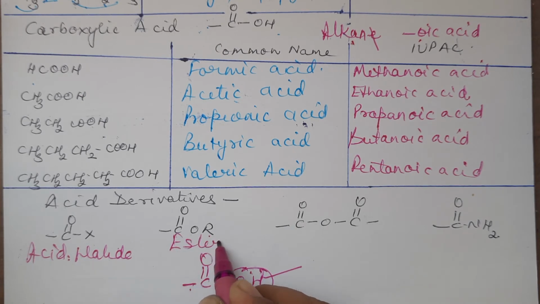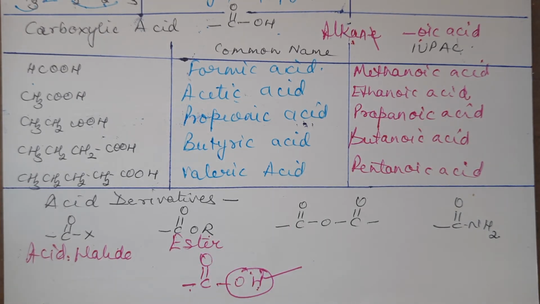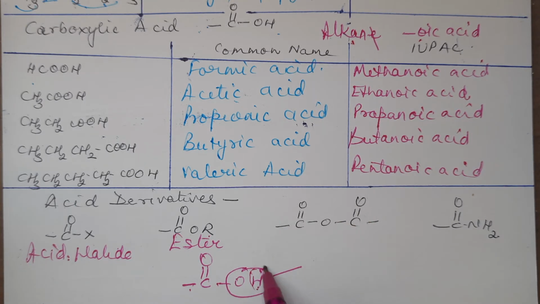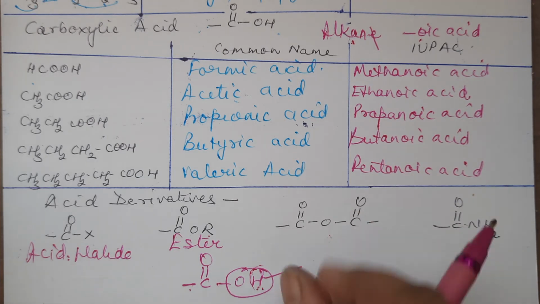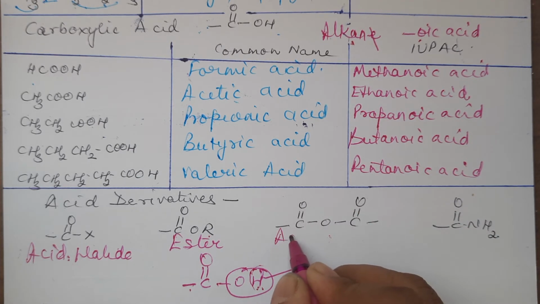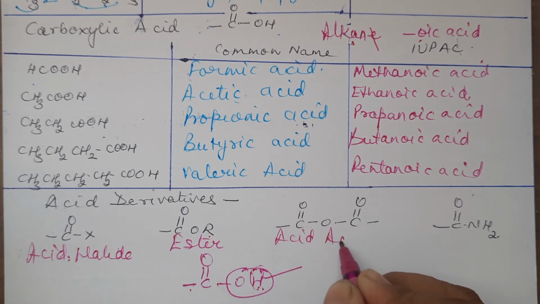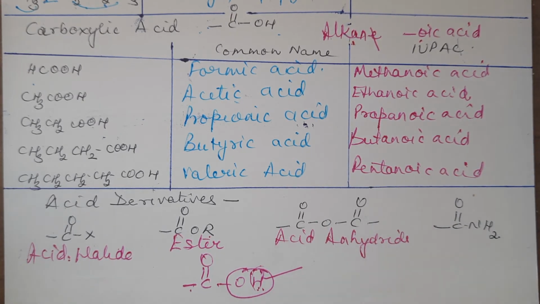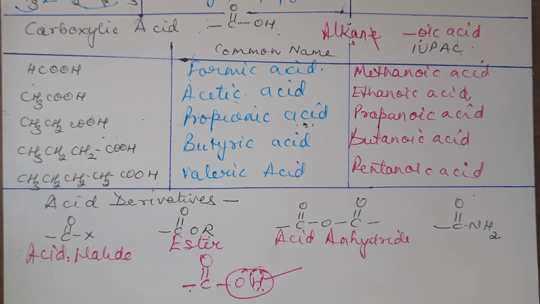ester. This is the ester functional group. Now, in this case, if this H is replaced by one more CO group, it is a derivative obtained from two acids. Let me write the name and then I will tell you how it is obtained. It is acid anhydride. As the name itself says, anhydride. It is obtained by removing water from two acids.